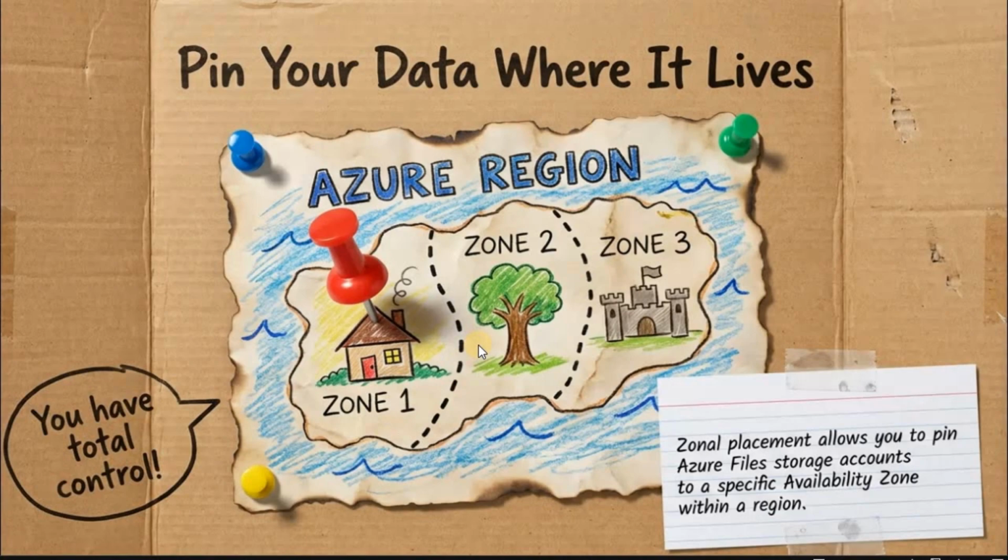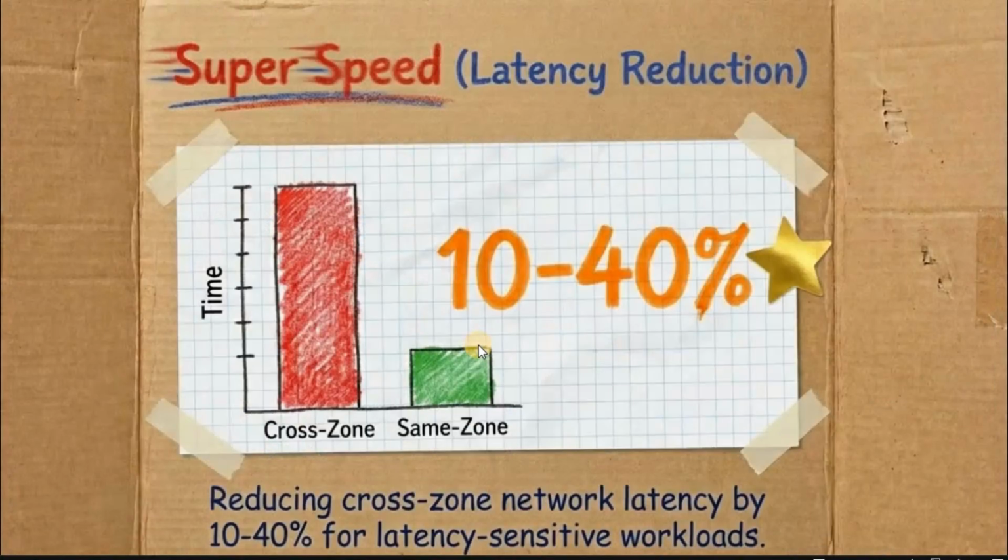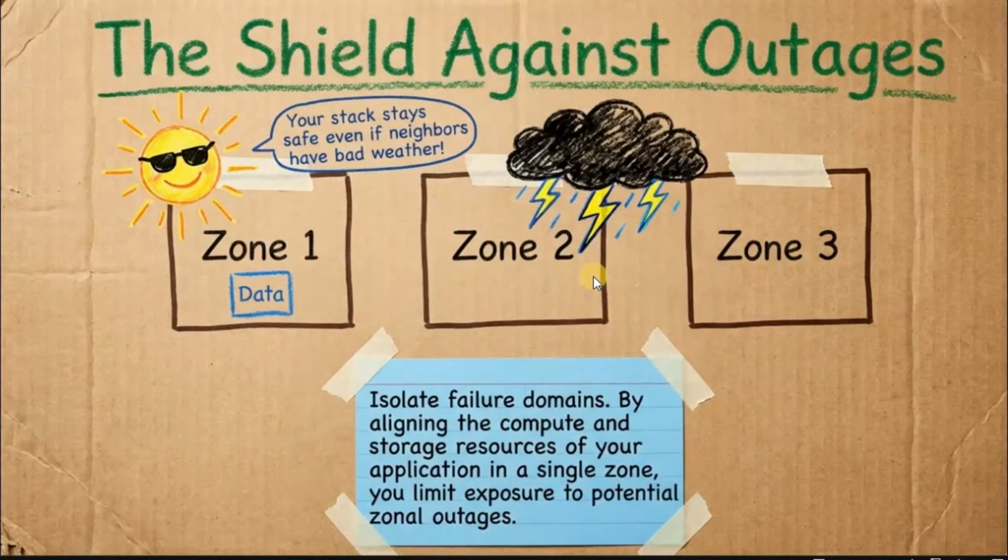Let's discuss why this is a game changer. There are three main reasons. The first one is reduced latency. By keeping your storage and compute in the same zone, you eliminate cross-zone network hops. This can reduce network latency by 10% to 40%, which is massive for performance-hungry applications.